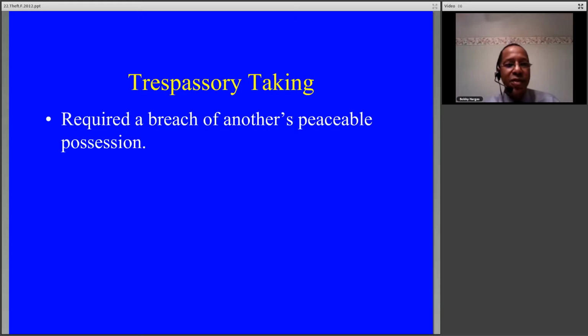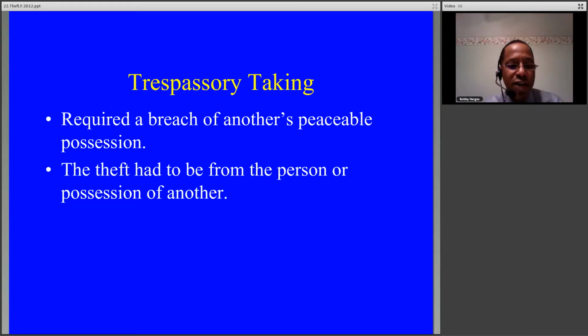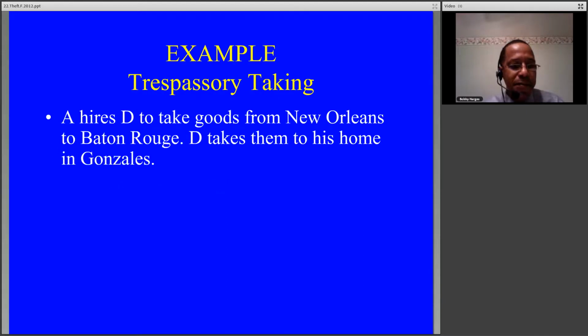Trespassory taking. For there to be a trespassory taking, there had to be a breach of another's peaceable possession. The theft had to be from the person or possession of another. That was critical for the crime of larceny.